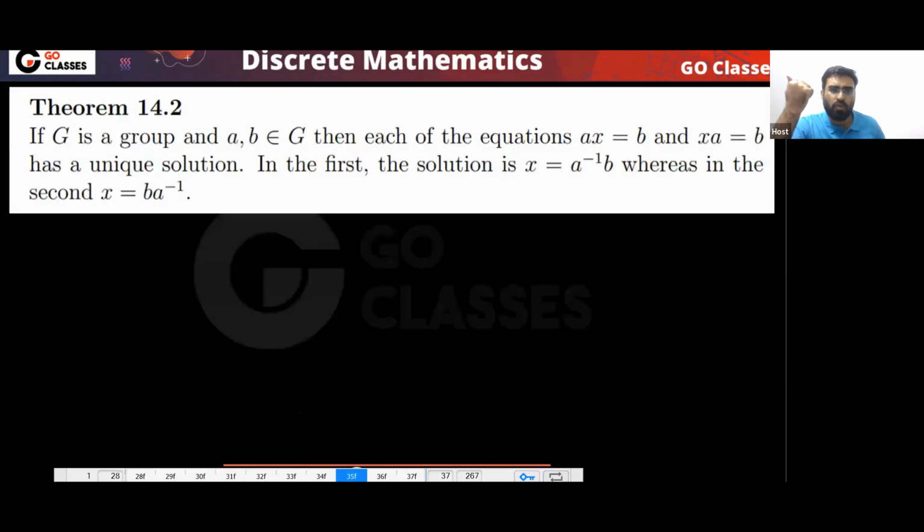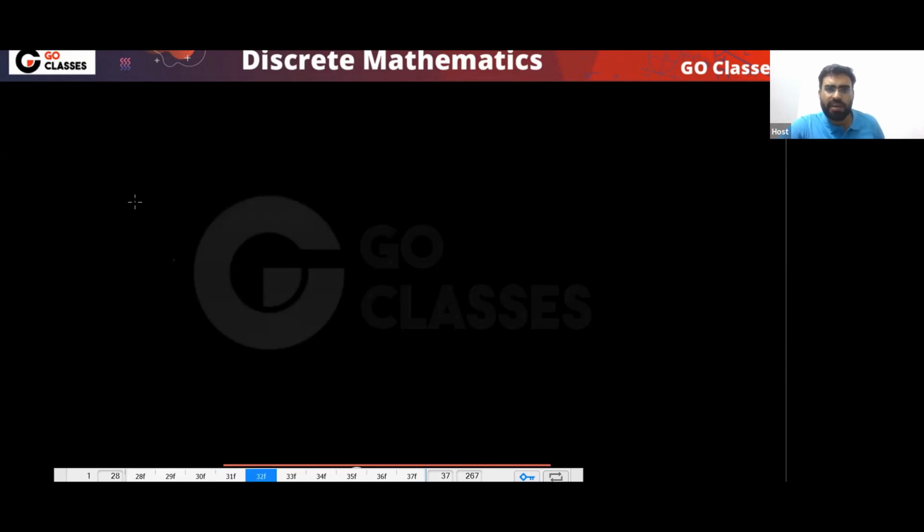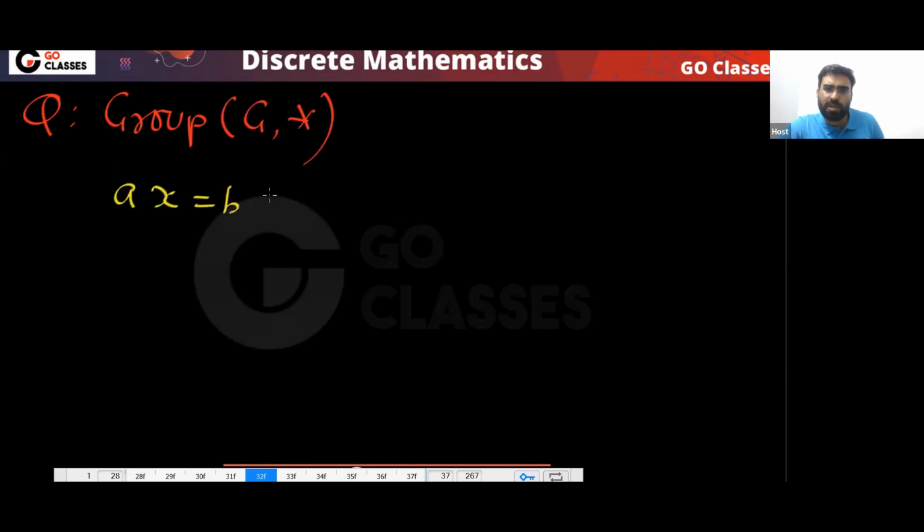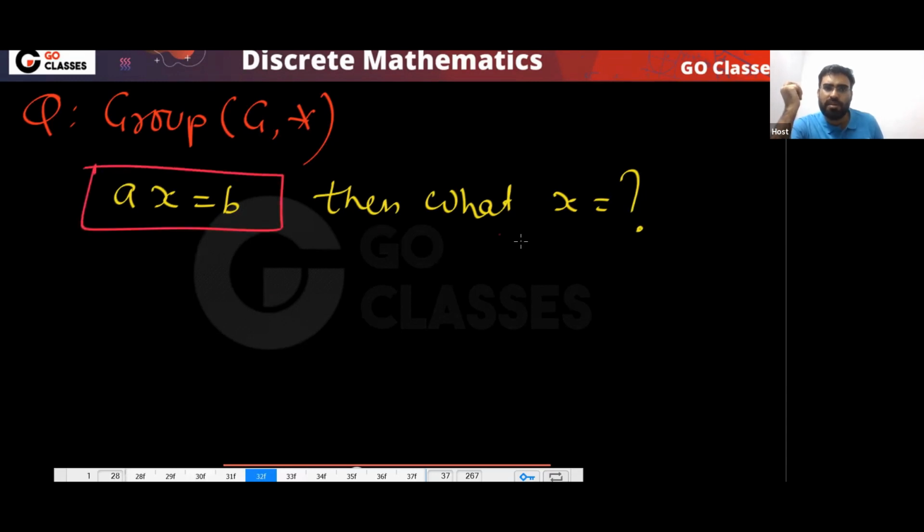Okay, now let's move on. Let's see this question. This is an interesting question. Let's assume you have a group G, star. Now if I give you this equation, AX equal to B, then what is X? From this equation, AX equal to B, find X.